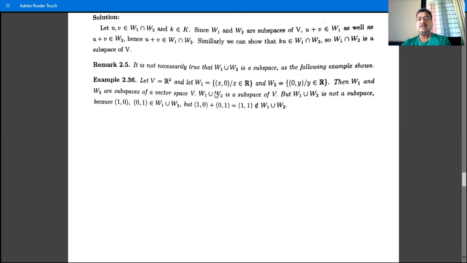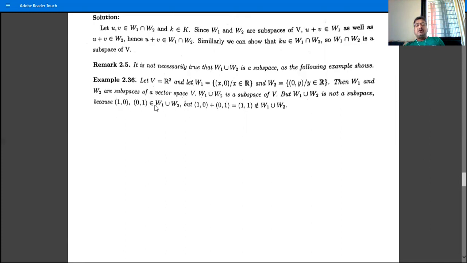Here write intersection, or cross out this sentence. What is W1 union W2? Their union. So if we take (1, 0) as an element of W1 and (0, 1) as an element of W2, these (1, 0) and (0, 1) belong to W1 union W2. Why? When an element belongs to W1 union W2, either the element belongs to W1 or belongs to W2. So (1, 0) is an element of W1.